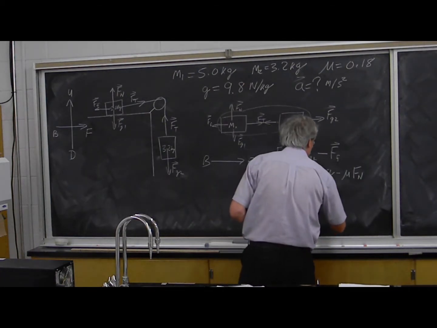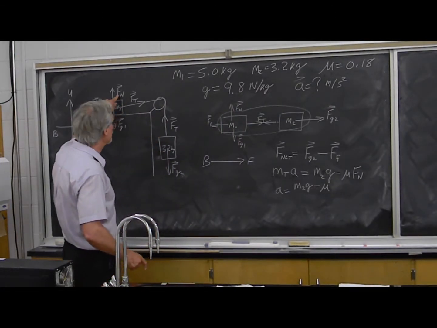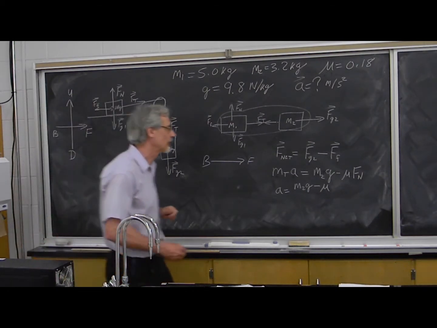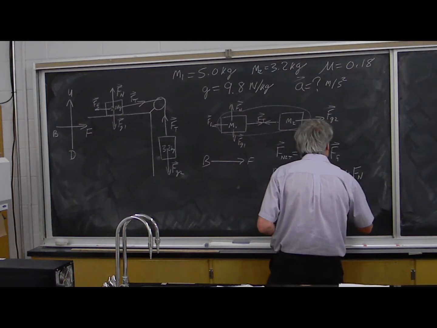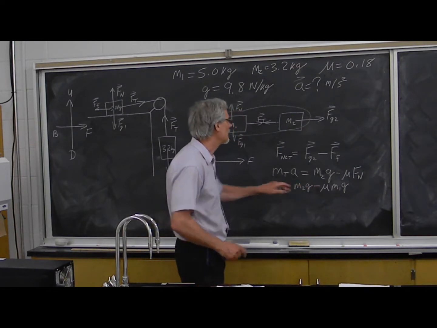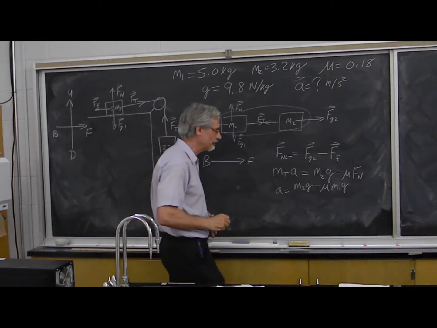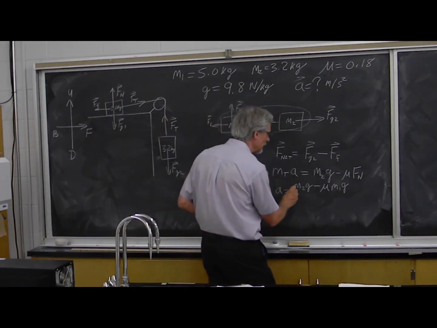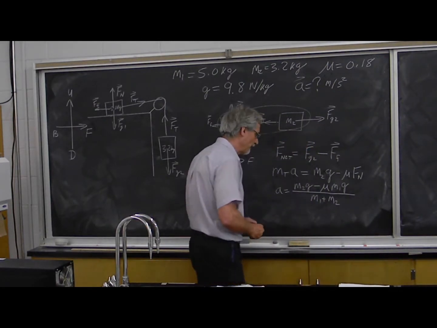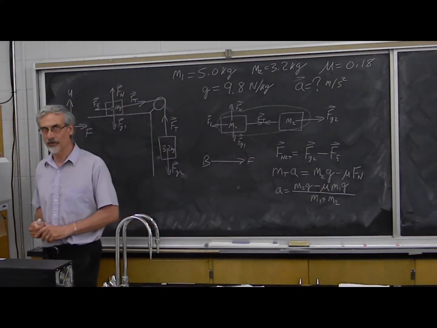minus mu times Fm, but Fm is equal to Fg1, which is mass 1 times gravity. So we'll replace that here by M1G. It's still going to be subtracted because we get that from our diagram here. Forward, backward, forward being positive. And then we have to divide this by the total mass, which is M1 plus M2. So there's the formula for calculating the acceleration of the system.